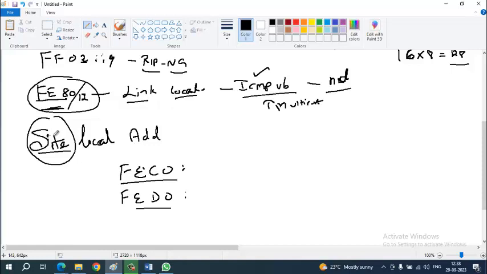Yeah. So NAT-PT is not a solution. So no NATting in IPv6.